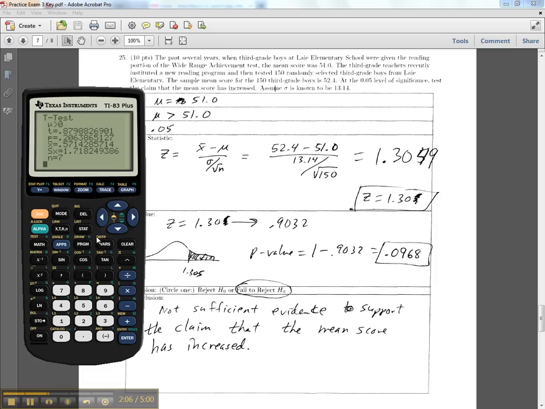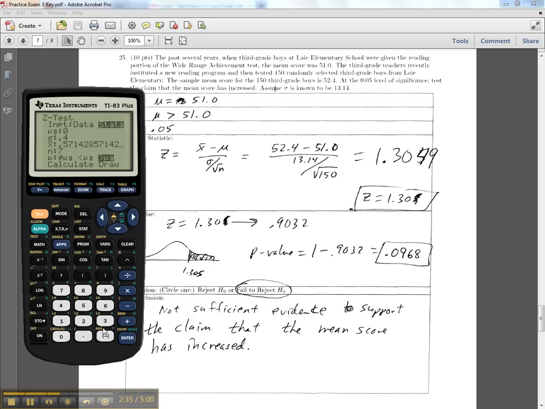Turn it on. Stat, test, and the very first is Z-Test. All right, you have the option between Data and Stats. Data is when you put everything in the lists, and Stats is when all the information is given to us already. So because we don't have anything in the lists, we'll use Stats.